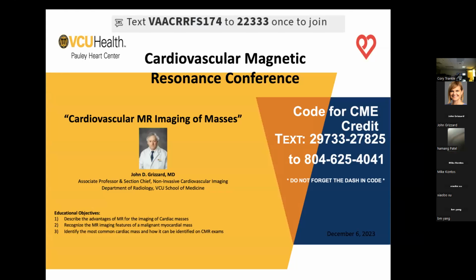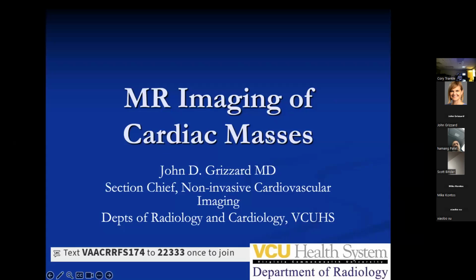You may see up there on the slide a number to which you can text a string of letters. It's also there at the bottom of this slide where it says text this string of letters and numbers to this number. That's an audience response enabler thing that will let you all chime in to give answers.